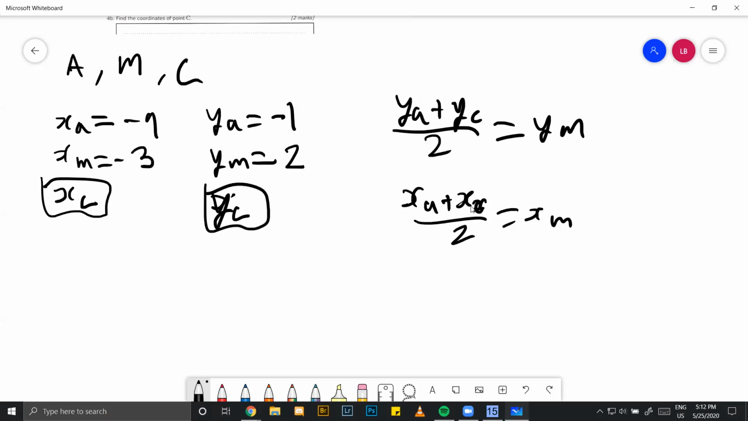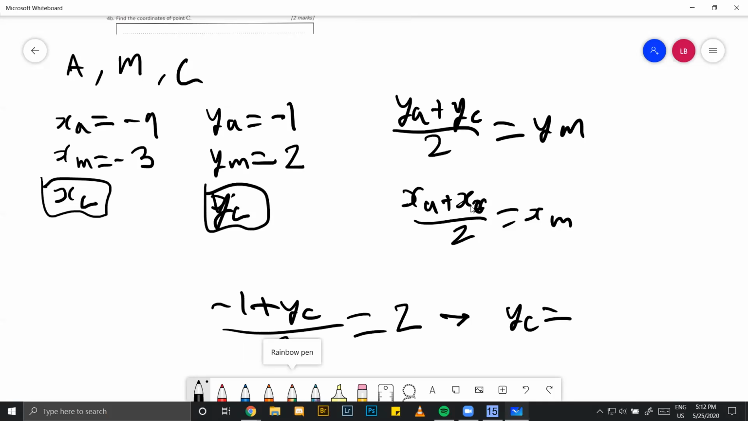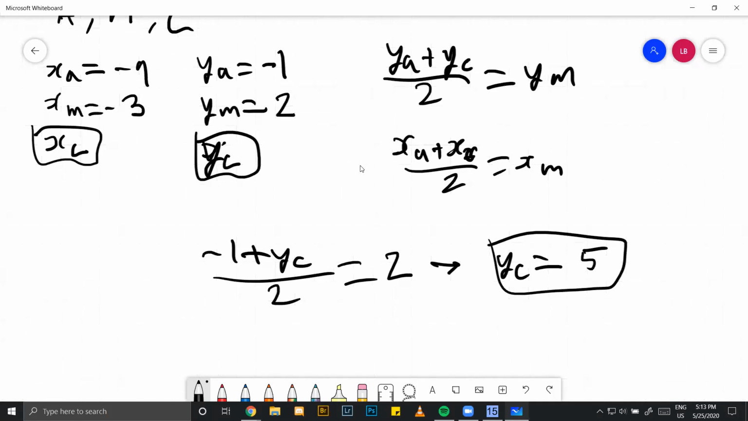So let's do the y first. YA is equal to -1, so -1 plus YC over 2 is equal to 2. Then YC is equal to 2 times 2, which is 4, and then 4 plus 1 is 5. You can check that: -1 plus 5 is equal to 4, and 4 divided by 2 is equal to 2, so that's correct. Now for the x, -9 plus XC over 2 is equal to -3, which then gives XC equal to -6 plus 9, which is 3.